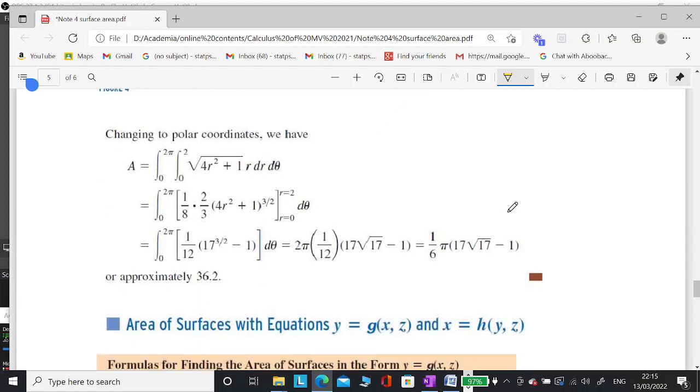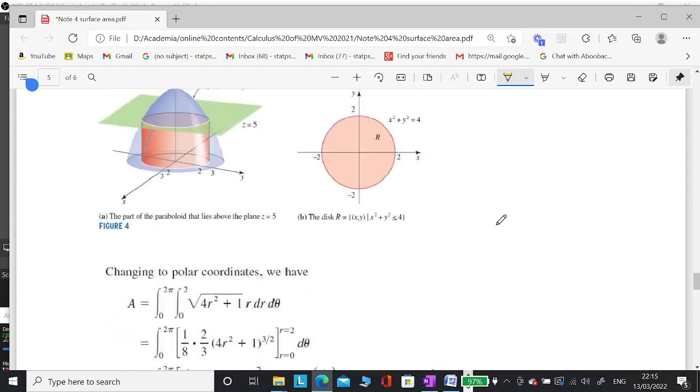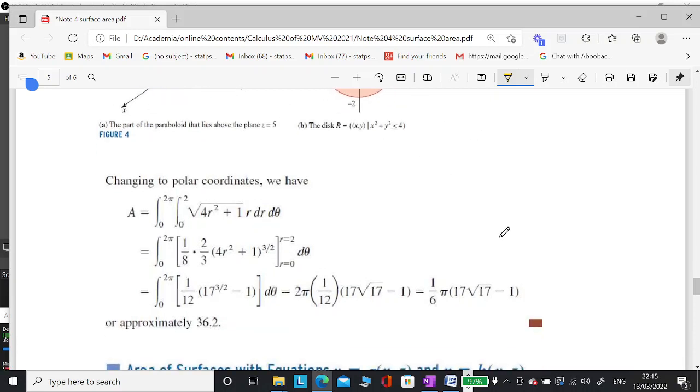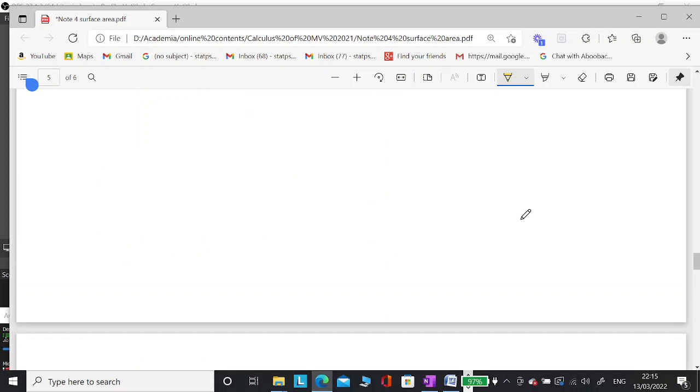Now the range: theta is from 0 to 2 pi for the full rotation, and r runs from 0 to 2. Then you can integrate that. So we get 1 by 6 pi into (17 root 17 minus 1).